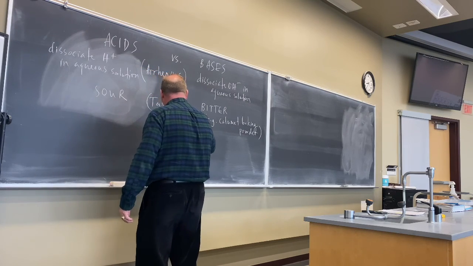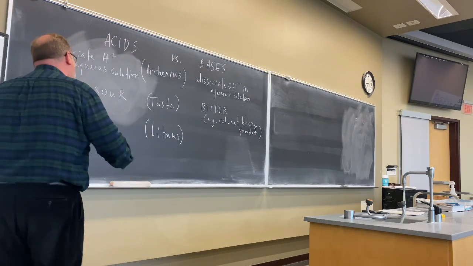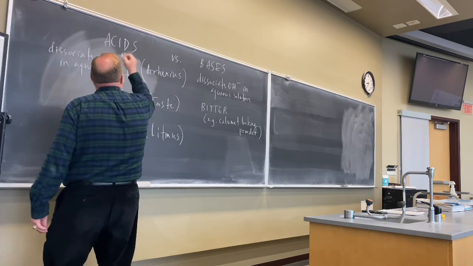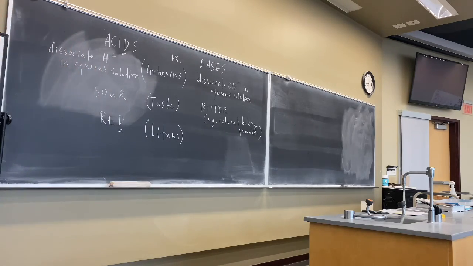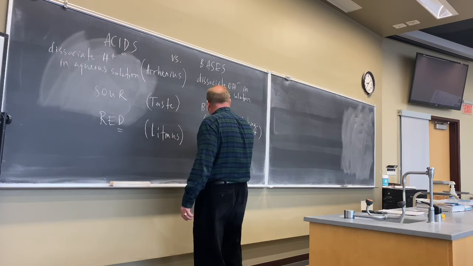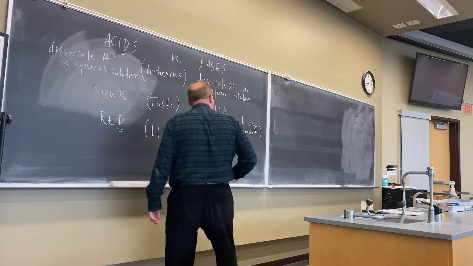In lab, you have been using litmus paper, and so we recognize that acids, which end in the letter D, turn litmus red, whereas bases, which start with a B, turn litmus paper blue.